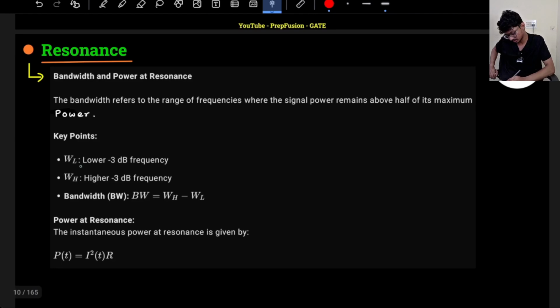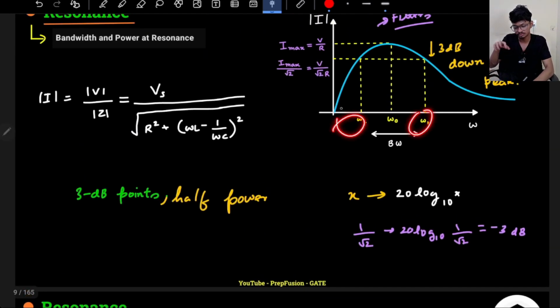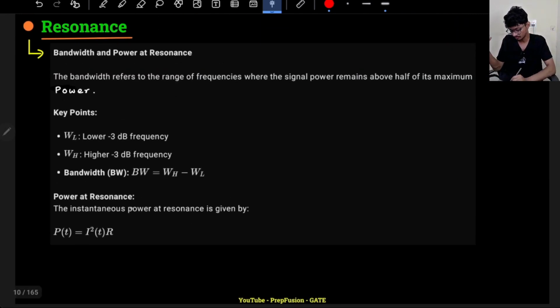These are the higher and lower cutoff frequencies, and the difference between those two. After this omega H and before this omega L, of course, the power will be lower than half. If power is lower than half, then that will not pass the signal. So if you want to pass the signal, we have to pass within the bandwidth range. Bandwidth is omega H minus omega L. This will be discussed more in the next lecture.